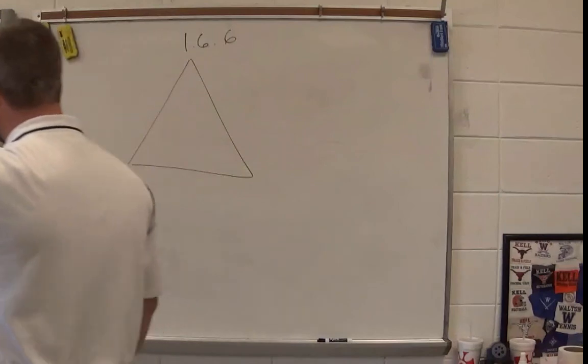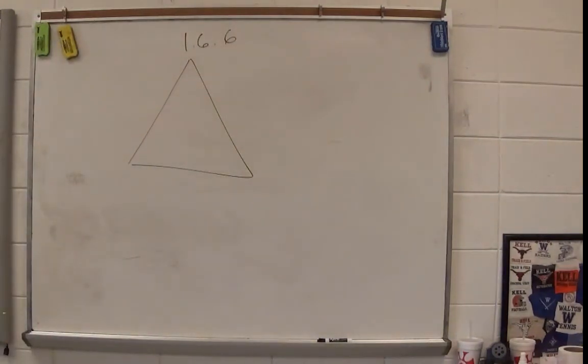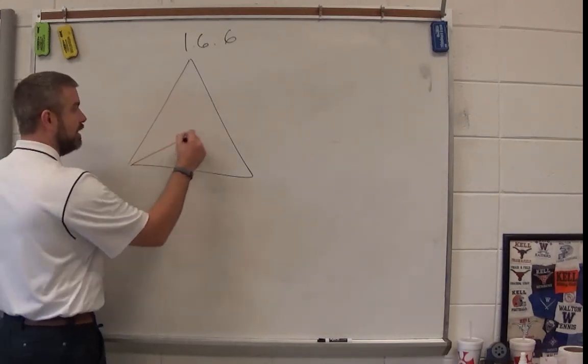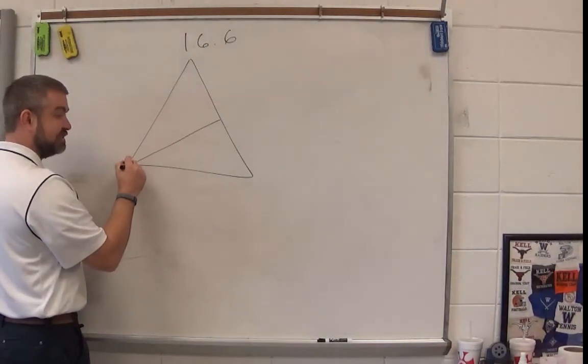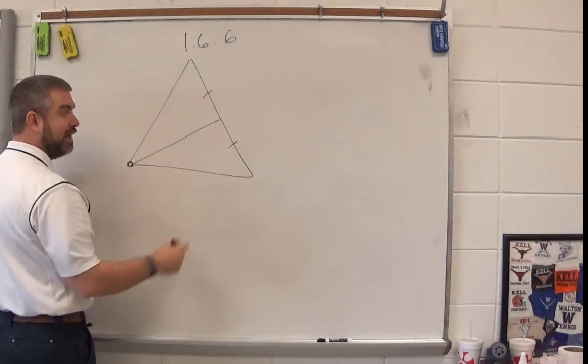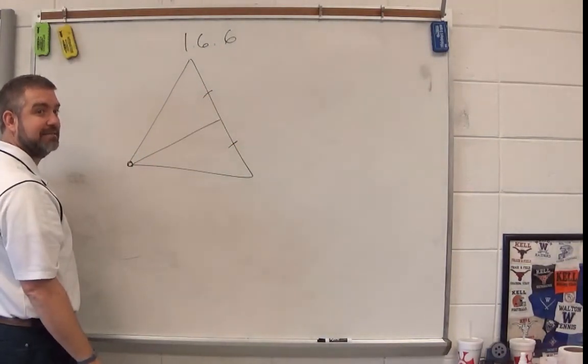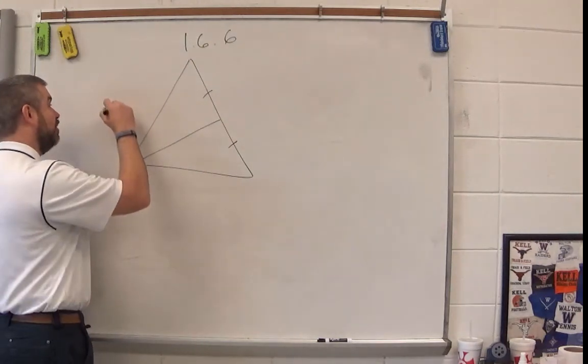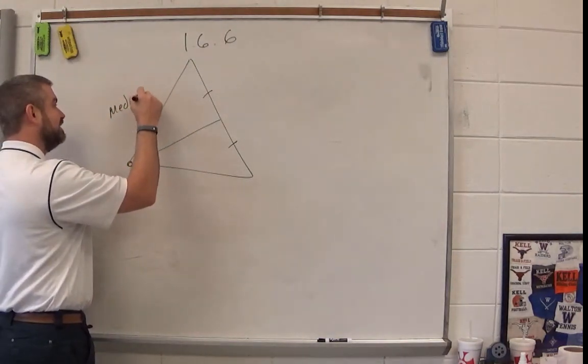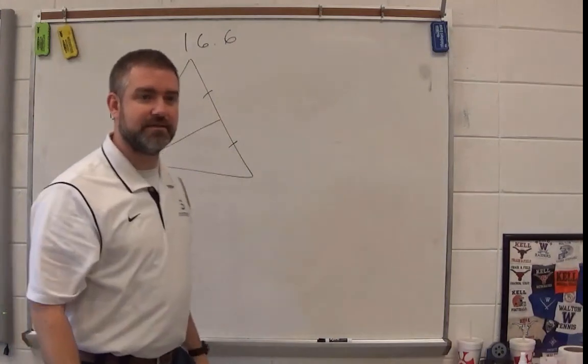It says I can find missing parts of triangles using the median and the relationship between the segments around the centroid. Well, we got to talk about what a median is, and we got to talk about what the centroid is. Okay? So here we go. If I take from the vertex to the midpoint of the opposite side, right? That's called a median. In statistics, what is the median value?